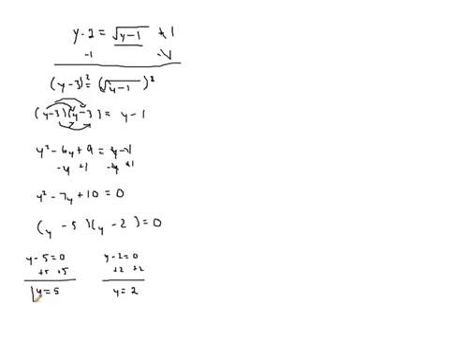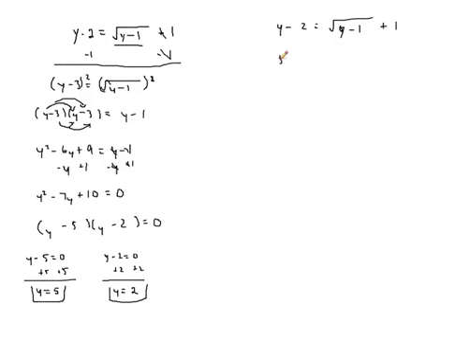However, although we solved for the possible values of y, we need to verify them in the original equation. So what we do is, I'm going to rewrite it up here. So we'll take the value where y is equal to 5 first. So when y is equal to 5, I'll rewrite the equation. So y minus 2 is equal to the square root of y minus 1, plus 1. Whoops, y minus 1 plus 1. Now let's substitute the value of 5.